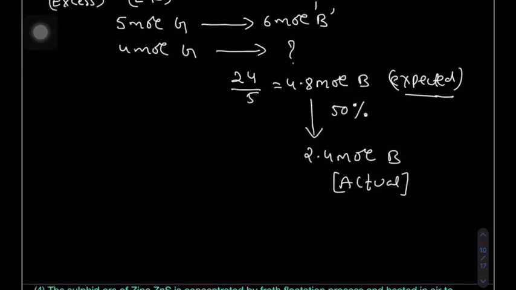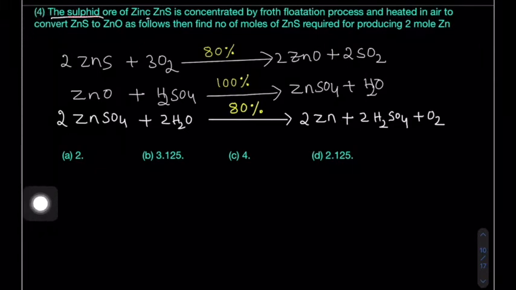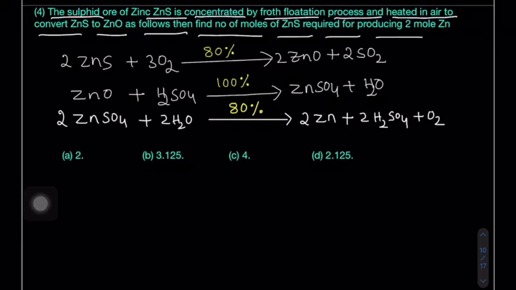Now come to the next problem. The sulfide ore of zinc, ZnS, is concentrated by the froth flotation process. It is a metallurgical process, the extraction of zinc metal from the sulfide ore. It is heated in air and converts ZnS into ZnO, as follows. Find the number of moles of ZnS required for producing 2 moles of zinc.